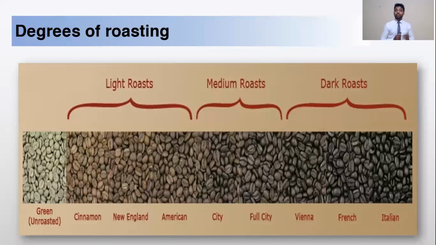In this picture, you can identify three main degrees of roasting: light roasting, medium roasting, and dark roasting. Cinnamon, New England, and American types come under light roasting. Full city types come under medium roasting, while Vienna, French, and Italian belong to dark roasting. So you can clearly identify the differences in color in each and every degree of roasting.